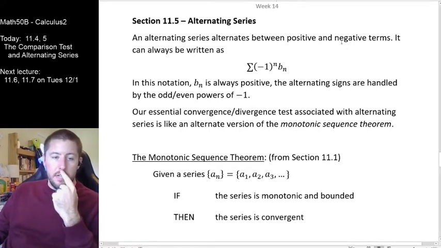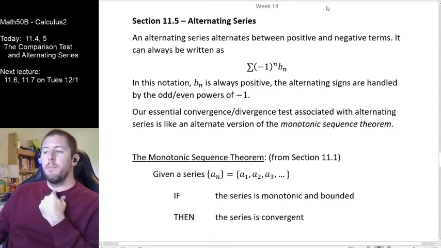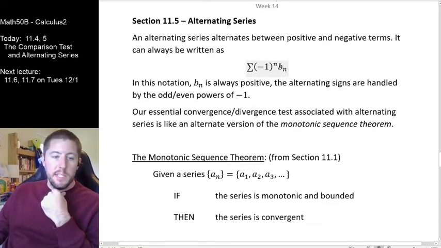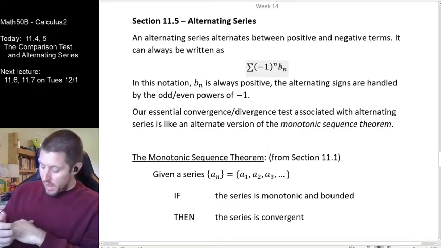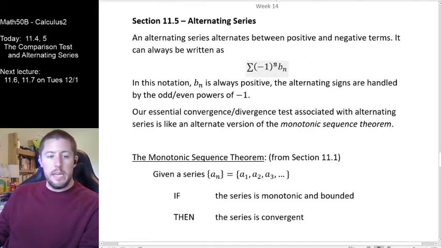Any alternating series, since it's always changing sign, can always be written in the form negative 1 to the n times b sub n. So b sub n is like the positive part of the term, without any sign consideration. Negative 1 to the n, since n is always going to be an integer, is always going to be either negative 1 or positive 1, depending on whether it has an even or an odd power.